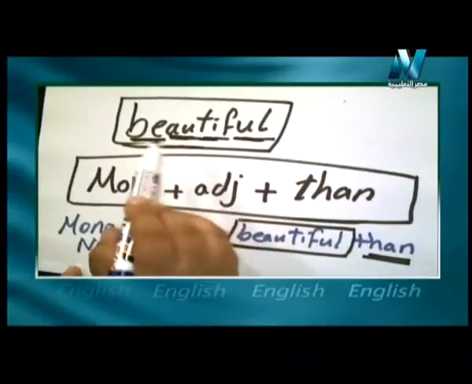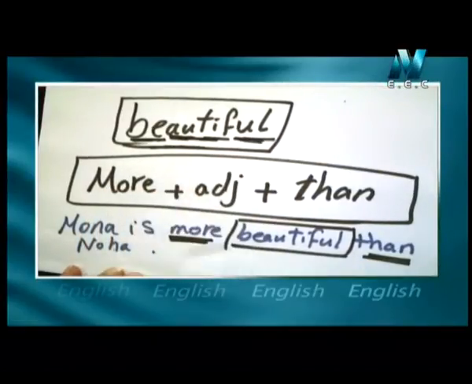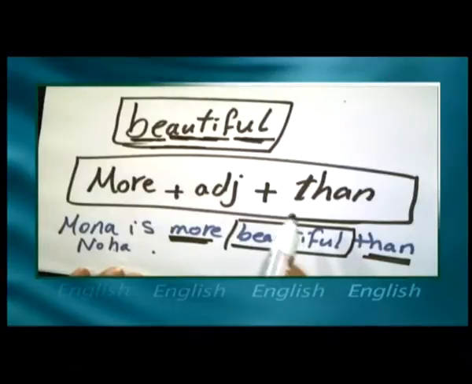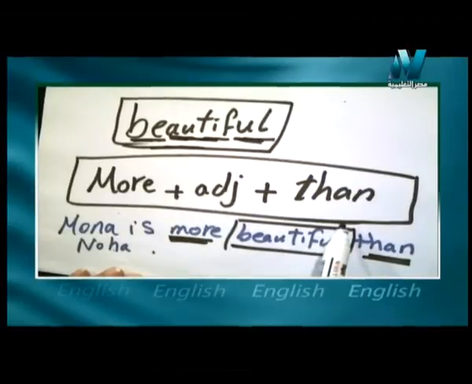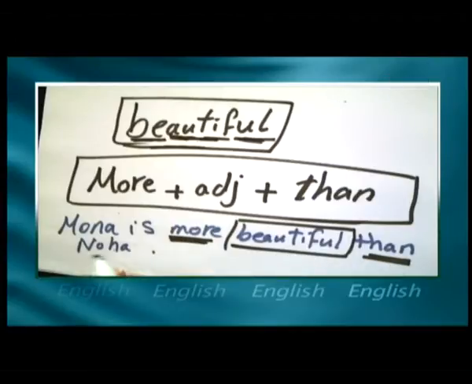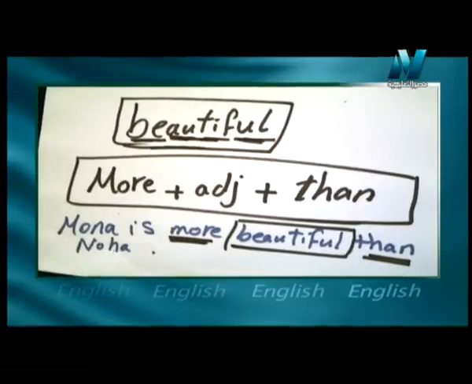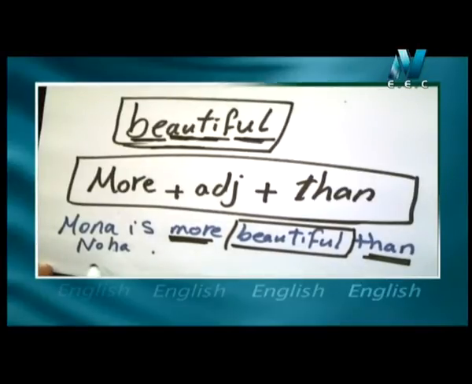If I have an adjective and it is a long adjective, like the word beautiful. I have here the word beautiful, it's a long adjective, and I can divide it into syllables. So I'm going to have this form. I will put more, and then the adjective, and then than. Mona is more beautiful than Noha. I cannot put ER behind it, no. Mona is more beautiful than Noha.